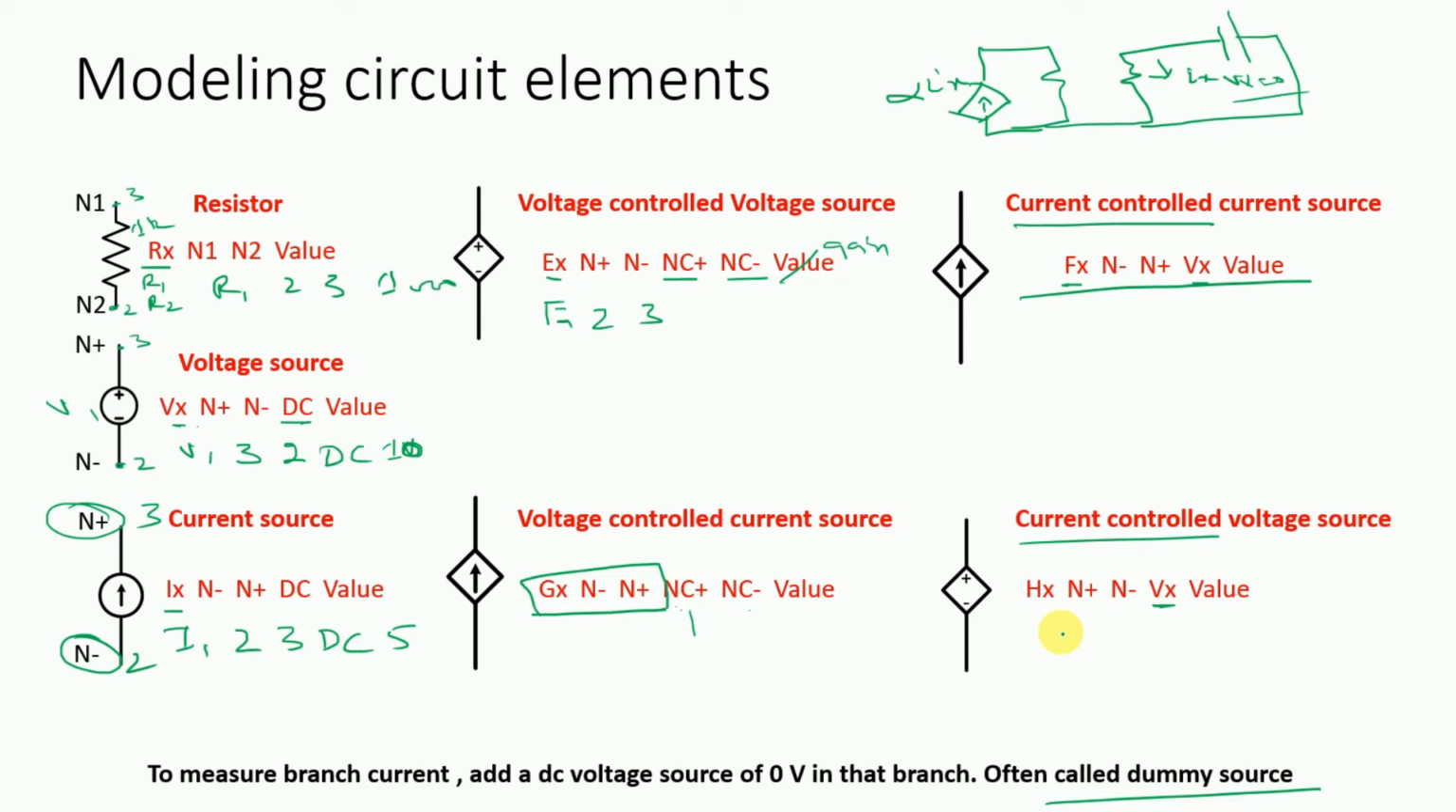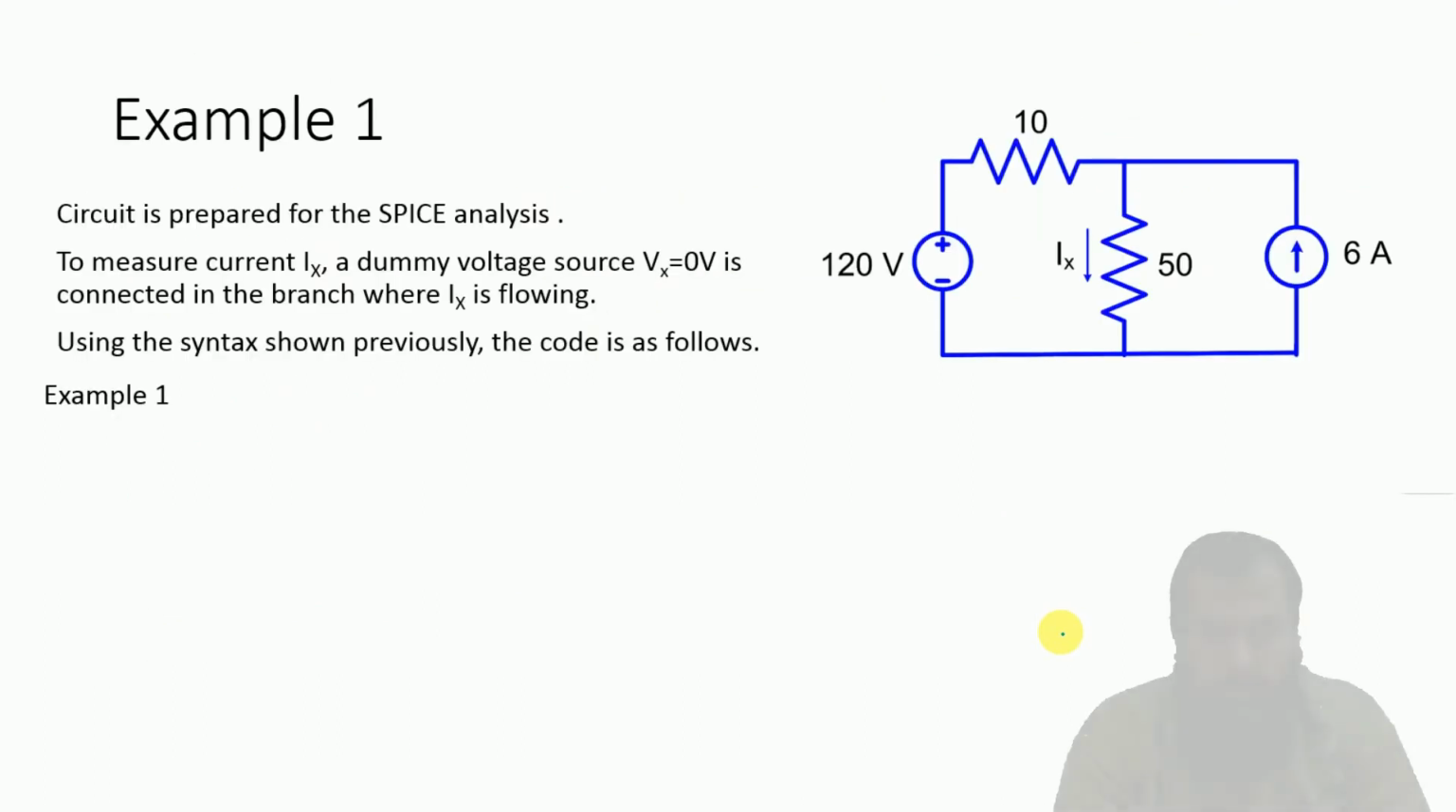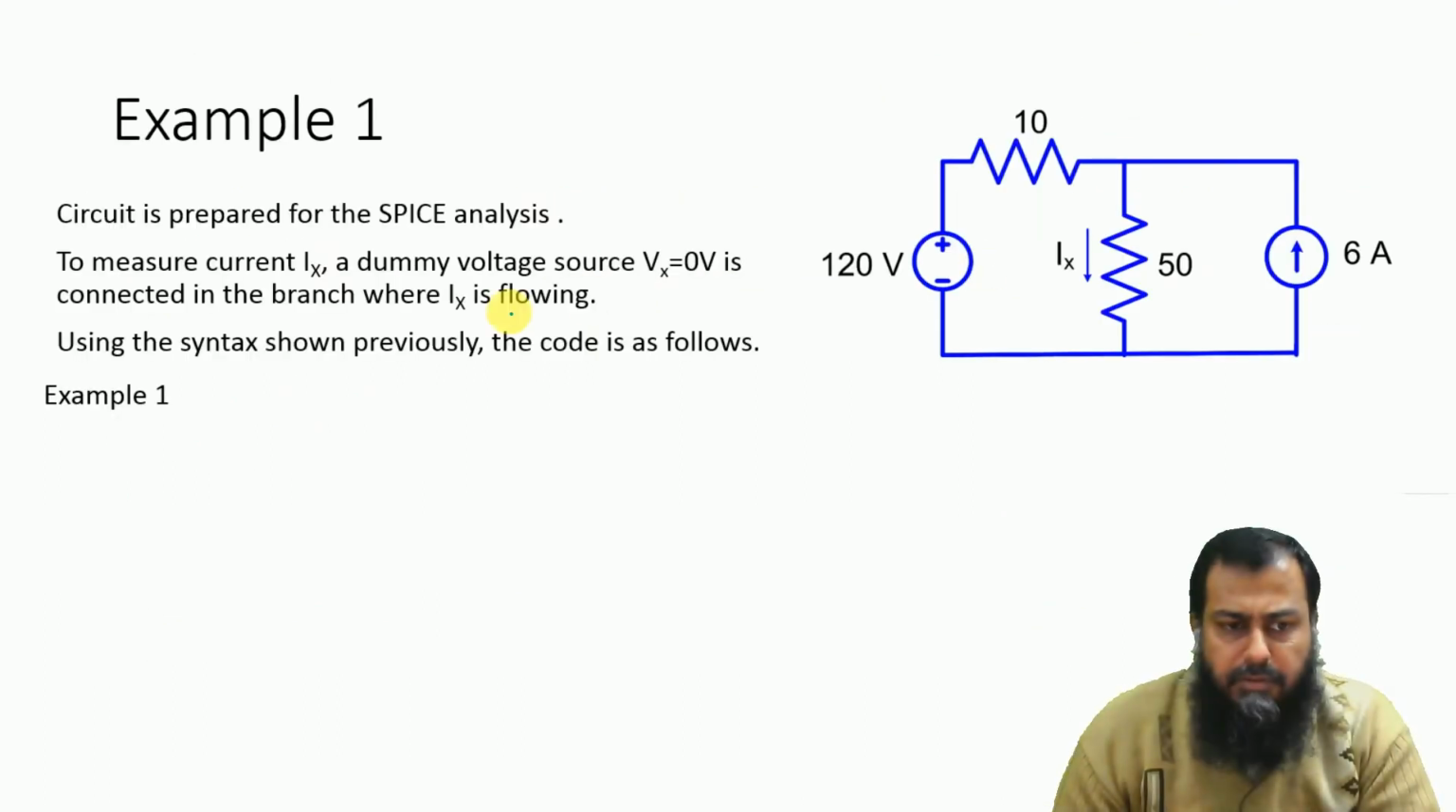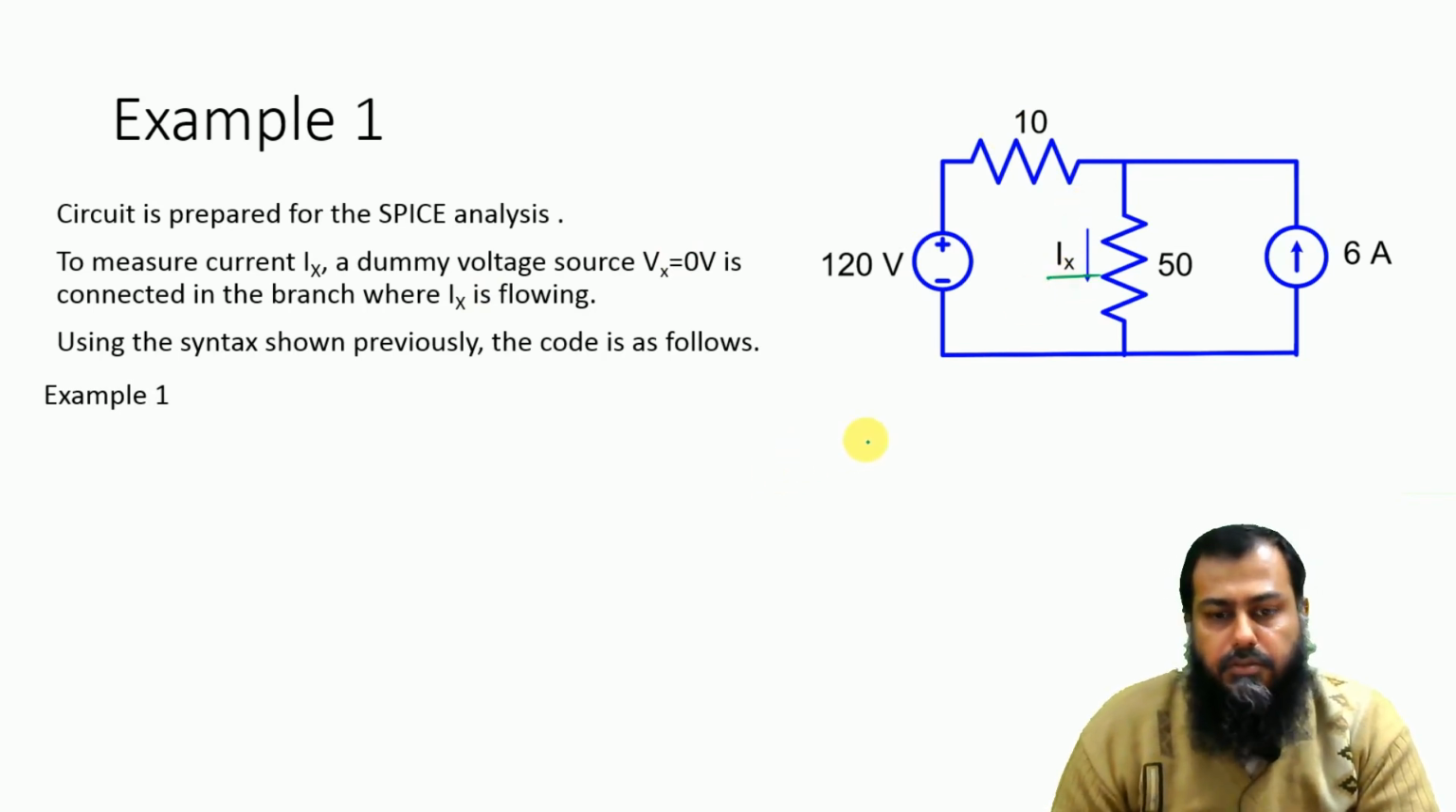Now we shall elaborate some of the examples that are simulated using PSpice, and then we will see what the different parameters are that are shown in the output file. So this is example number 1. Let us find out the value of this Ix here. For this, we have to model this given circuit.